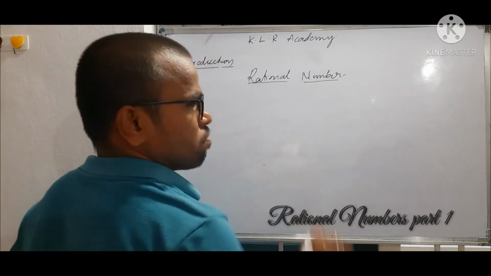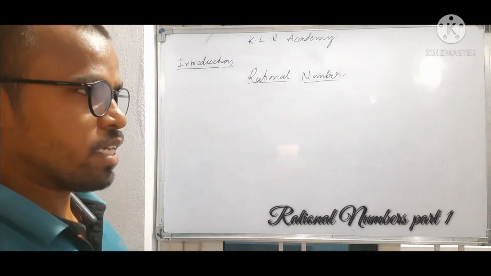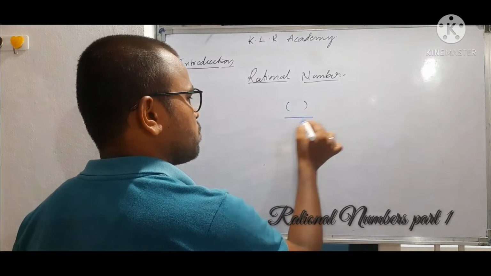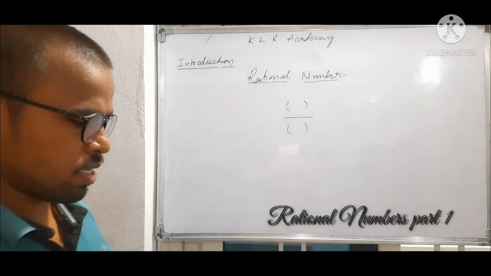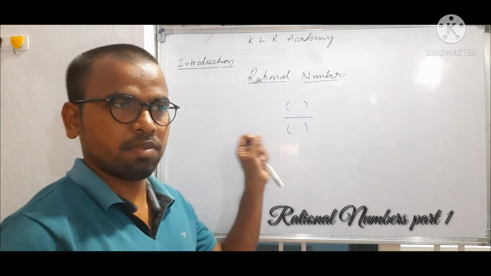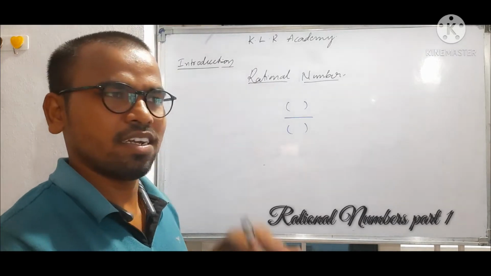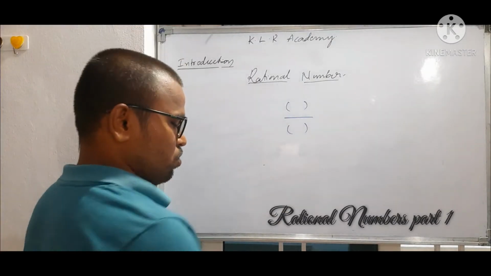Rational number means a fractional number, or simply a fraction. Any fractional number can be considered as a rational number. Terms and conditions apply. Okay, any fractional number, but terms and conditions apply. But what are those terms and conditions?